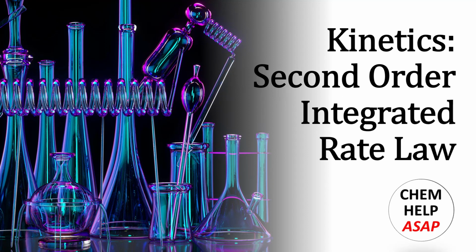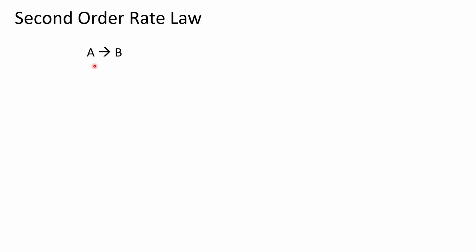Today we're going to be talking about kinetics, and specifically we're going to be going over the second order integrated rate law. Let's get started. So suppose we have a reaction, A going to B. How do we write just the general rate law? Well, here is our general rate law where we're monitoring the decrease in concentration of A. That's why we have a negative here.